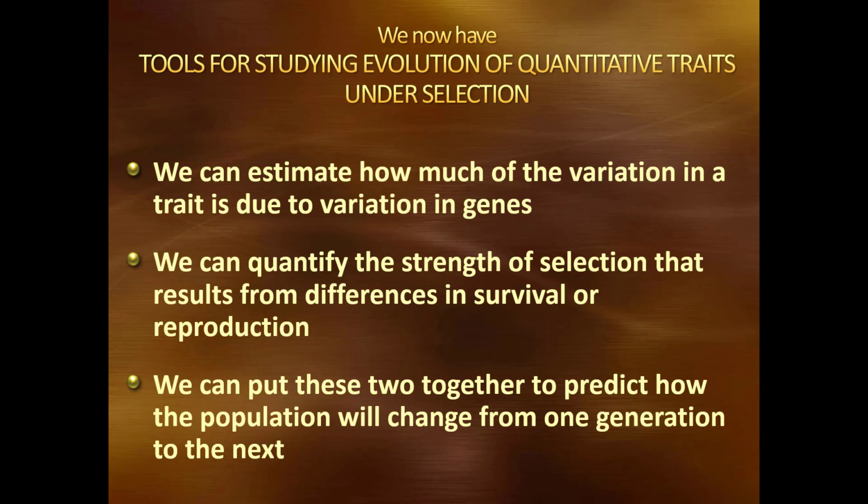Some of the tools that we have when we want to understand how populations with these quantitative traits are going to evolve under selection: one is that we can estimate how much of the variation is due to variation in their genes. We can quantify strength of selection by looking at differences in their survival or reproduction. And then again, we can put this together into that response model. The first one would be our heritability, the second one would be strength of selection, and this last one would be the R value, which is our response to selection. And that's going to equal the top two multiplied together.